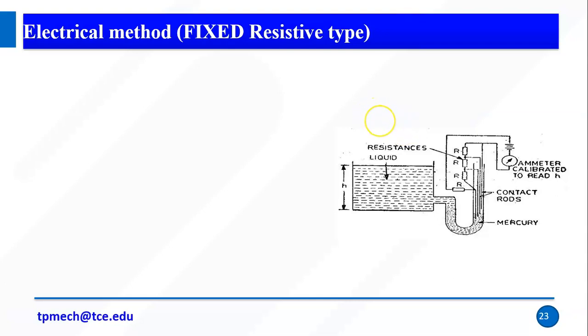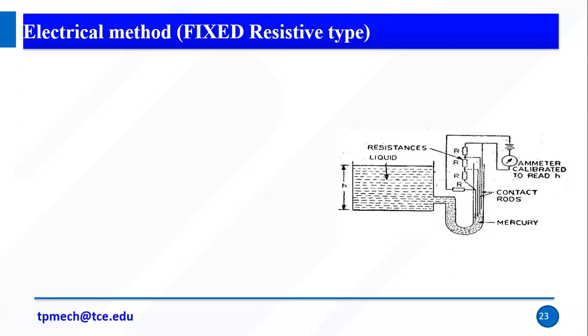Again the fourth. This is what a fixed resistive type. So it is a very simple construction. We have a tank with a U tube, right? So a U-shaped tube. In that U-shaped tube, we have mercury. Mercury is an electrically conductive material, right? So if the water level increases, the mercury level also increases. In the U-shaped tube, we have 4 cylindrical rods or 4 resistive rods, right? So 4 resistive rods, connected in series parallel, right?